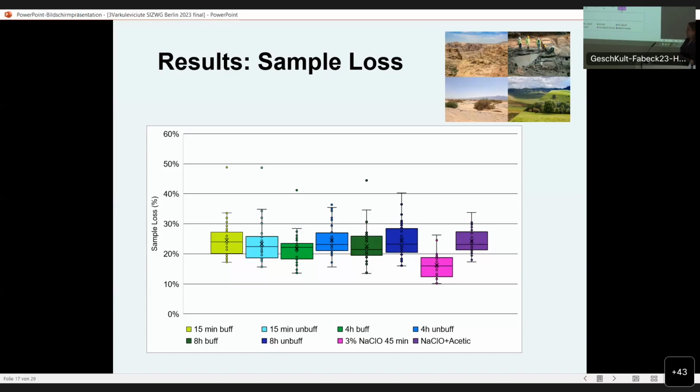And some people have said that buffered would have less sample loss than unbuffered. We did not replicate that. And the reason for the bleach sample loss being smaller could be the potential absorption of exogenous carbonate. It's rather not less loss, but just absorbing something and losing the same as the others.